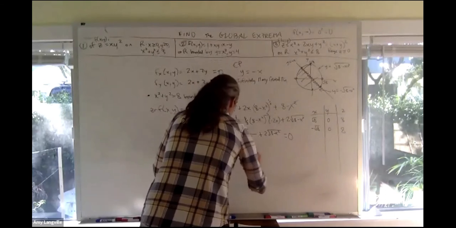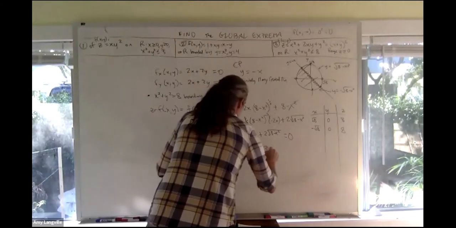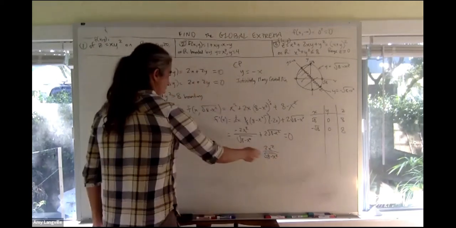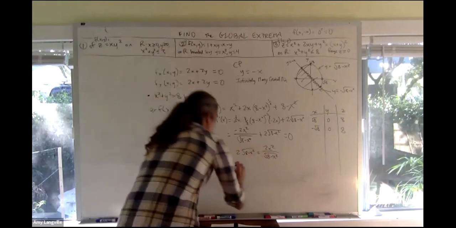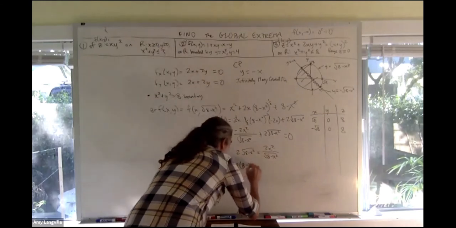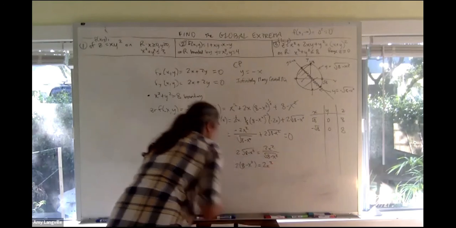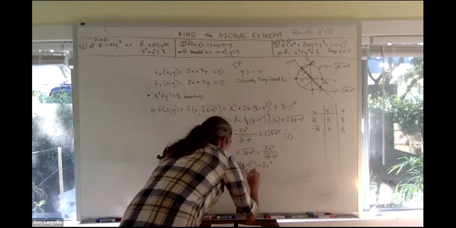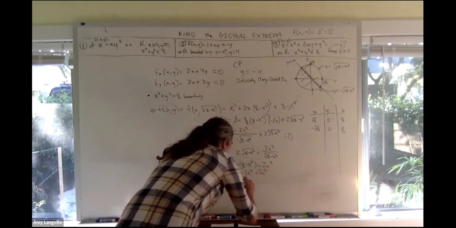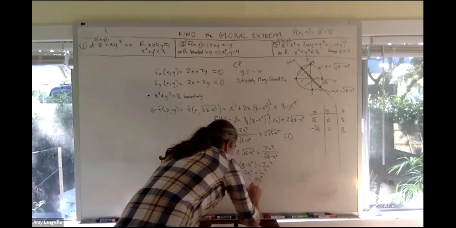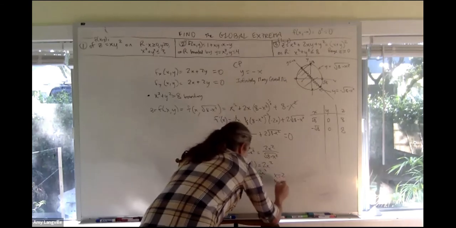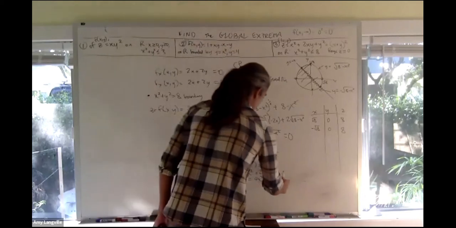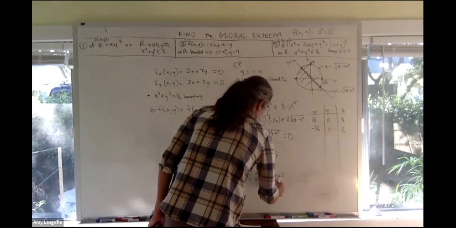So 2 square root of 8 minus x squared equals 2x squared square root of 8 minus x squared. Cross multiply. 2 times 8 minus x squared equals 2x squared. 16 minus 2x squared equals 2x squared. 16 equals 4x squared. x is 2, x is minus 2. And get their corresponding y values.